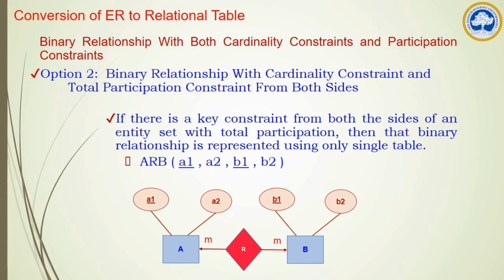Now the next one, option 2, is the binary relationship with cardinality constraint and total participation constraint from both sides. If there are key constraints from both sides of an entity set with total participation, for example A1, A2 and B1, B2 all have total participation, then the binary relationship is represented using only a single table, either A or B, where A1, A2, B1, B2 will be the attributes.